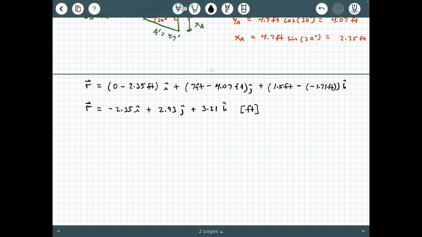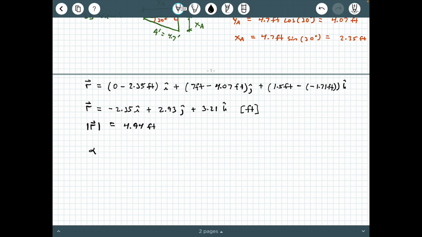So in order to get the coordinate direction angles, we really need the magnitude of R, where we apply the Pythagorean theorem. So I'm just going to go ahead and do that in my calculator. 2.35 squared add that to 2.93 squared, add that to 3.21 squared, and then we square root that, and we'll get the magnitude of r is 4.94 feet.